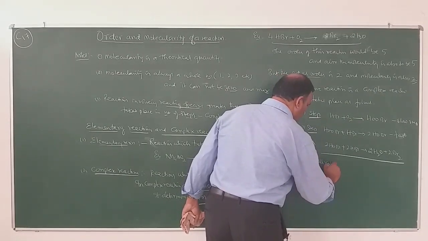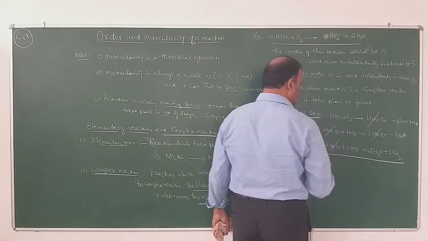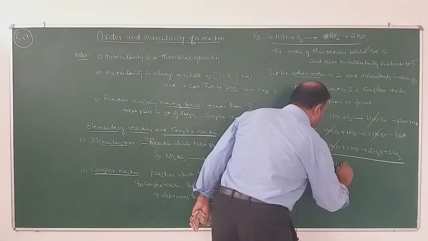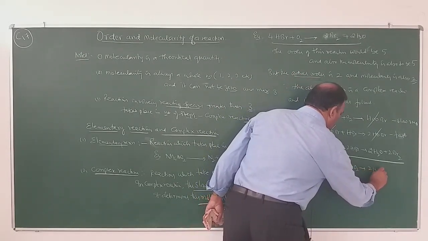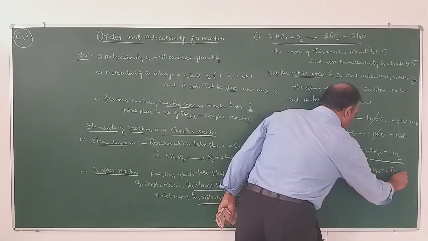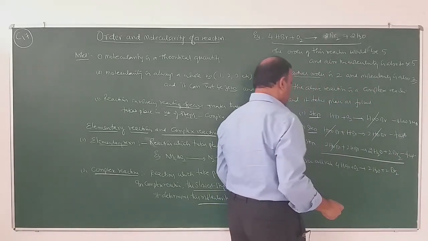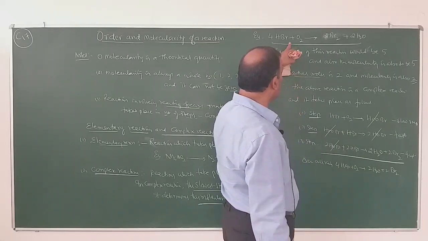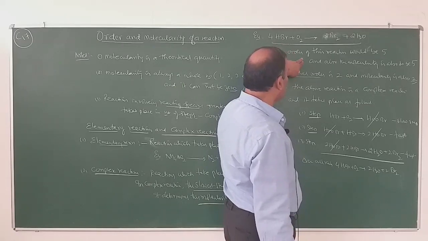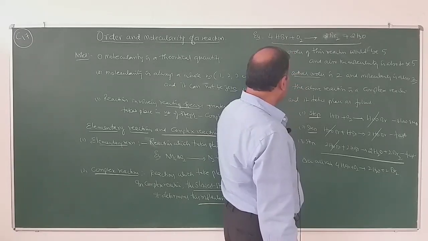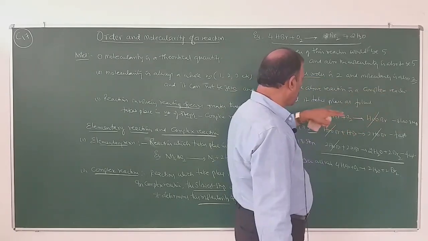Overall reaction is 4HBr plus O2 gives 2H2O plus 2Br2. So third step reaction is also fast. So this is a complex reaction. The expected order is 5 and molecularity is also 5, but by the experiment it is found that the order is 2 and molecularity is also 2.